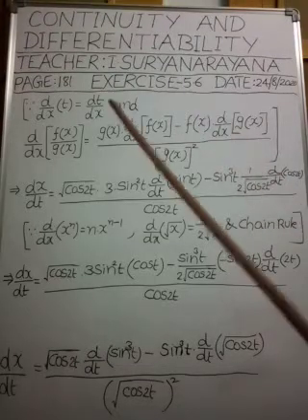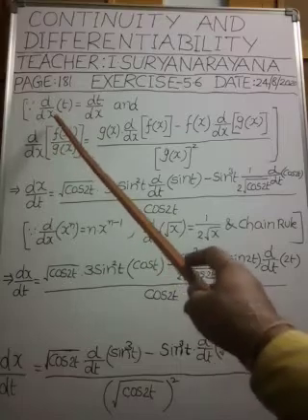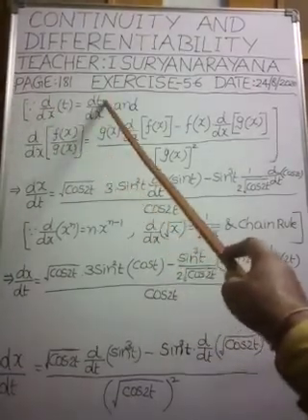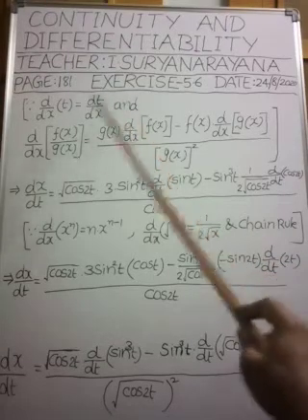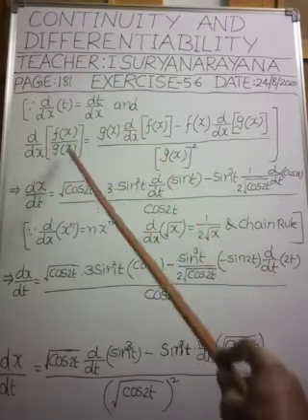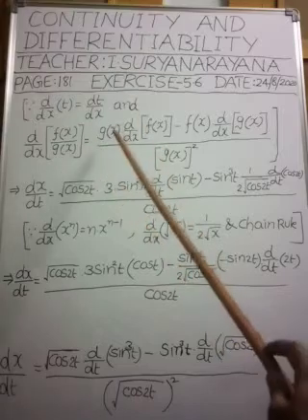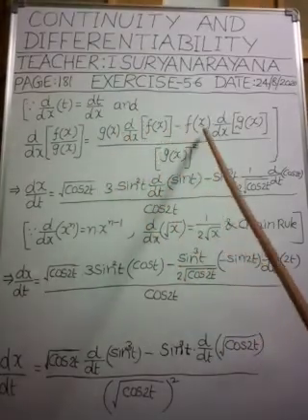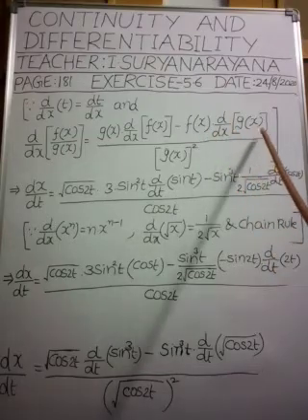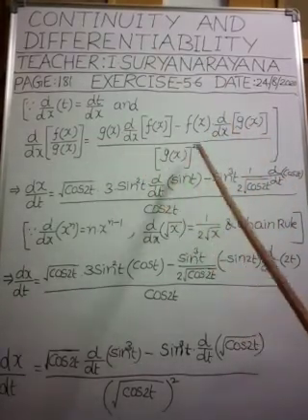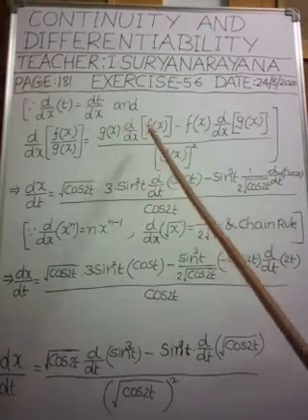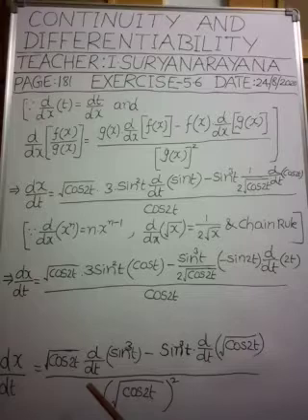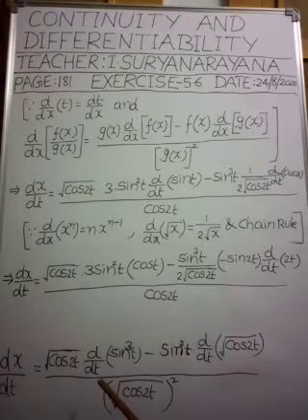See here, d by dx of t is equal to dt by dx, and d by dx of f of x by g of x is equal to g of x into d by dx of f of x minus f of x into d by dx of g of x, whole divided by g of x whole square. I wrote these two formulas. We use these two formulas in this step. Understood, my dear children?